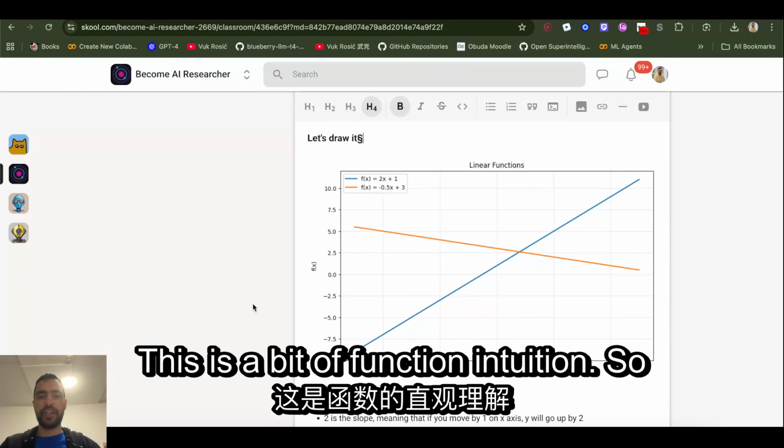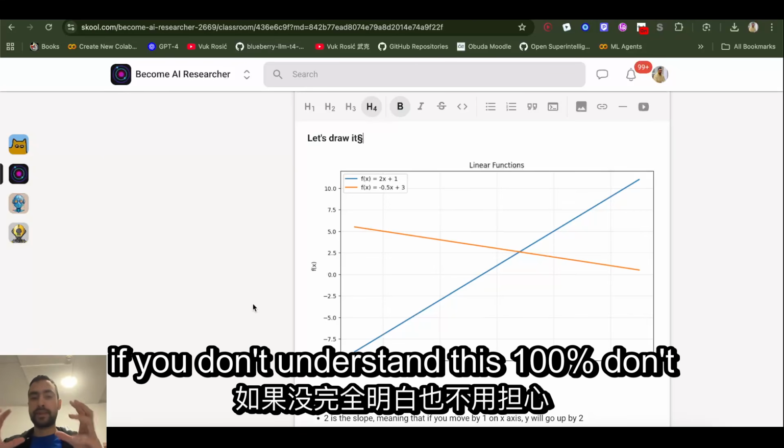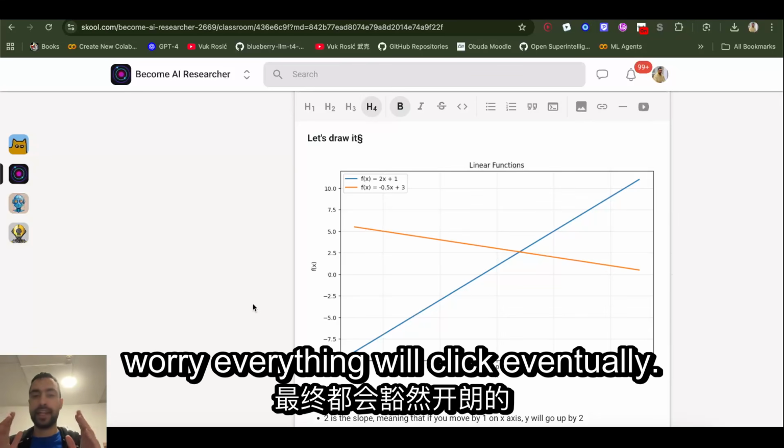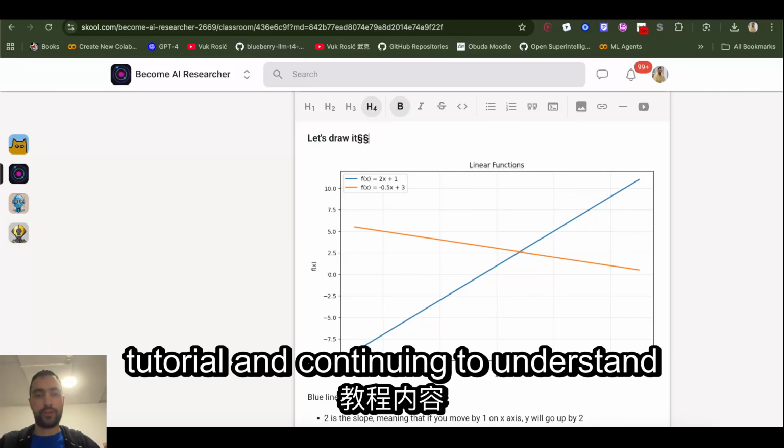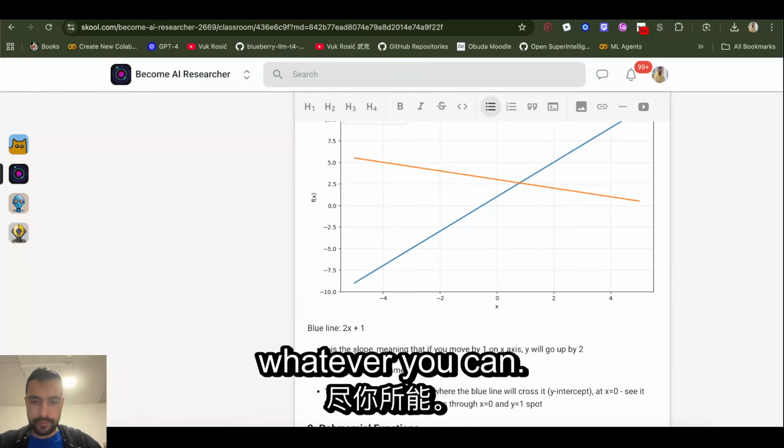This is a bit of function intuition, so if you don't understand this 100%, don't worry, everything will click eventually. You can now focus just on continuing the tutorial and continuing to understand whatever you can.